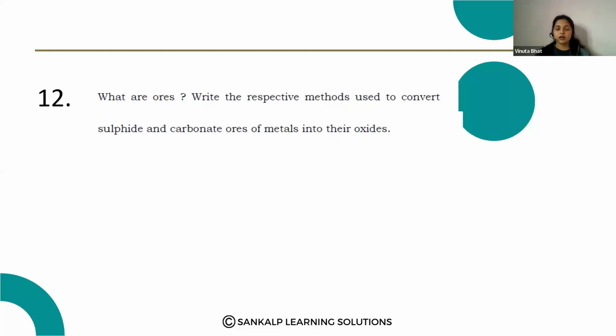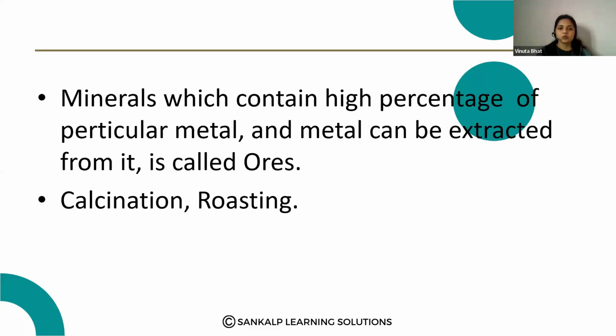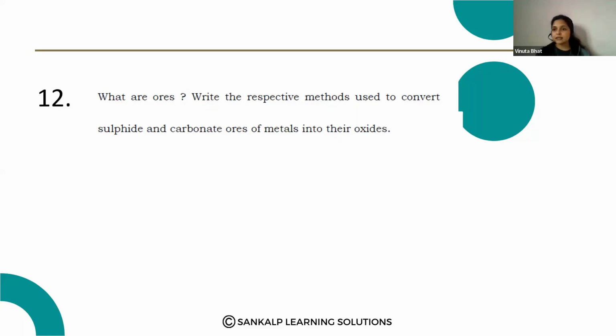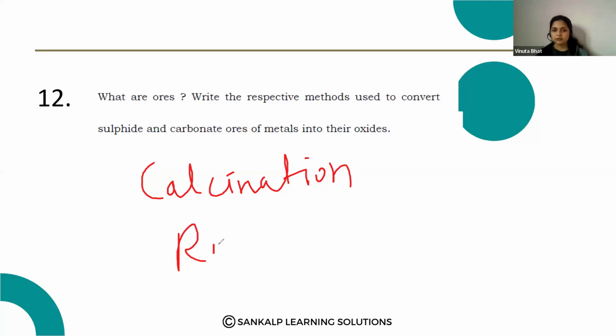Here, the sulfide and carbonate ores of metals are converted into their oxides. Calcination and roasting methods are used. Which are the different methods used? Calcination and roasting. Note down the question.